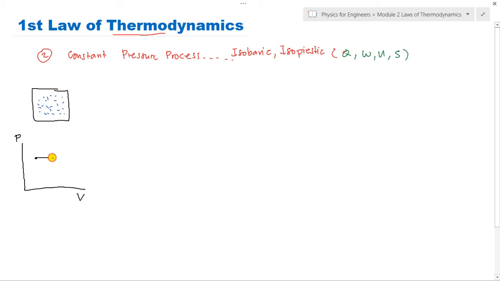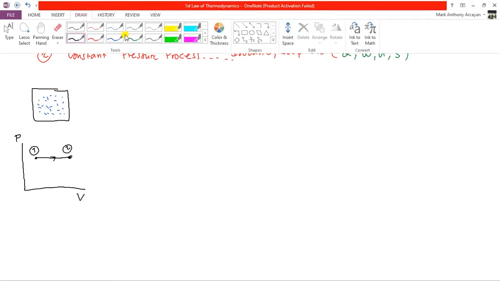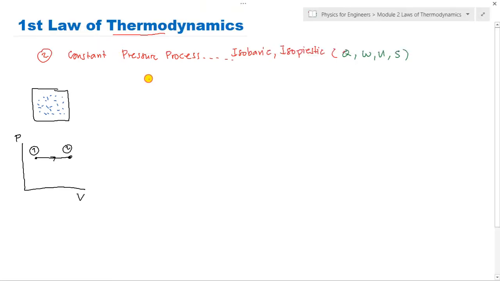So gikan diri padung adto. So horizontal gid kay constant pressure man, that is this is the initial state padung sa final state. So ay horizontal line ang iyang representation sa atong PV diagram. So constant pressure, makita kay mo point 1 to point 2 nga horizontal line, constant pressure din na automatic. So let's define these four parameters: Q, W, internal energy, and the entropy. At constant pressure, so una ta ni work. Ni work at constant pressure.